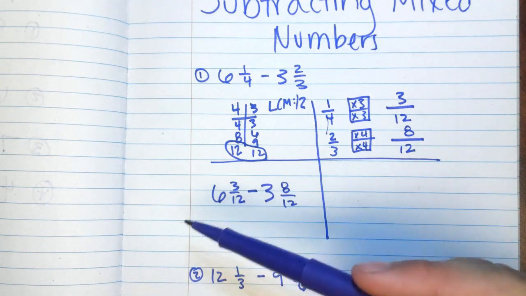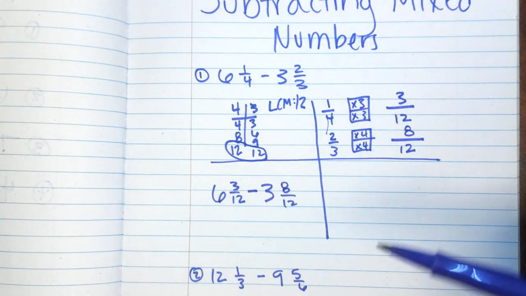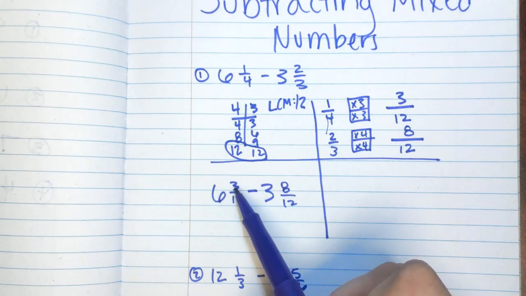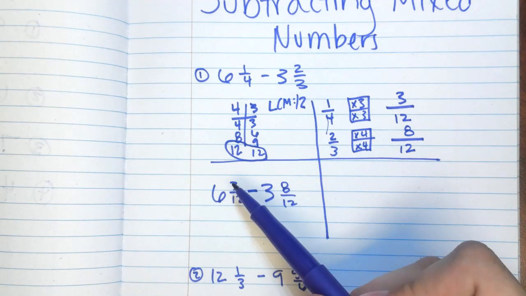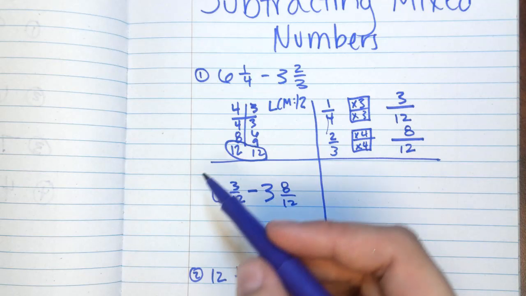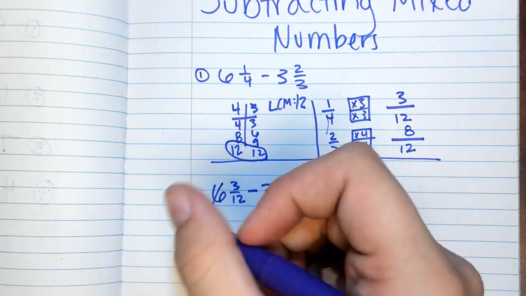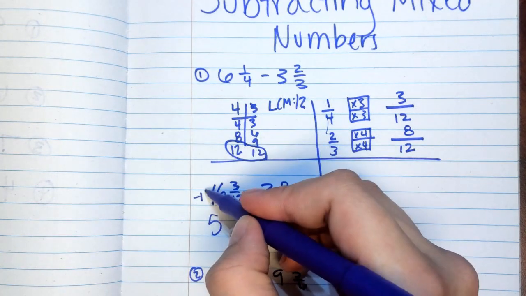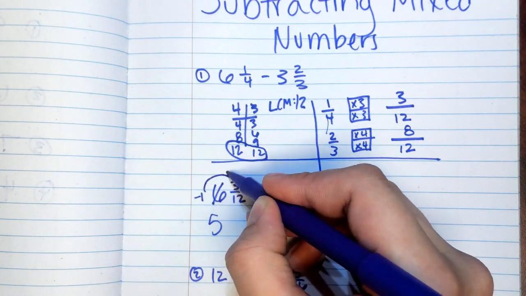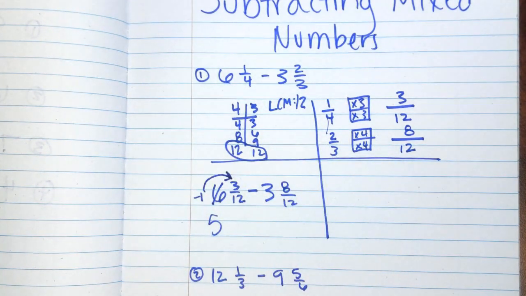Now, typically I would just be able to go across and subtract, but in this case, I have a numerator of 3 and a numerator of 8, and I know I cannot take 8 away from 3, so I'm going to have to regroup. I do this by taking 1 out of my whole number, making that 5, and I need to take this 1 that I took out and add it into my numerator.